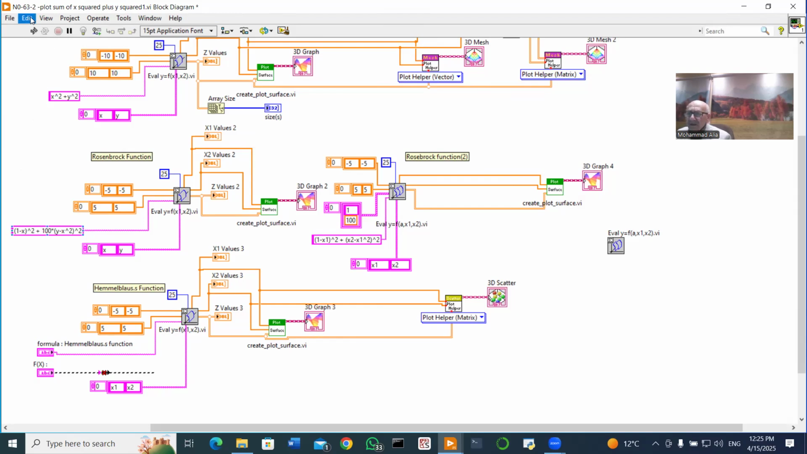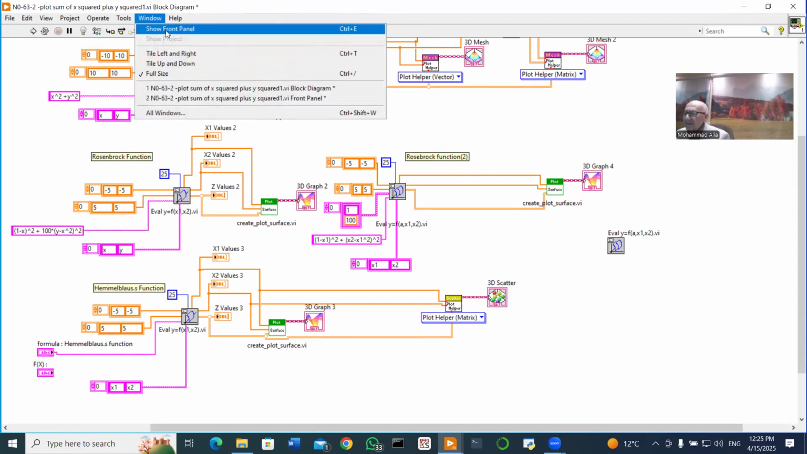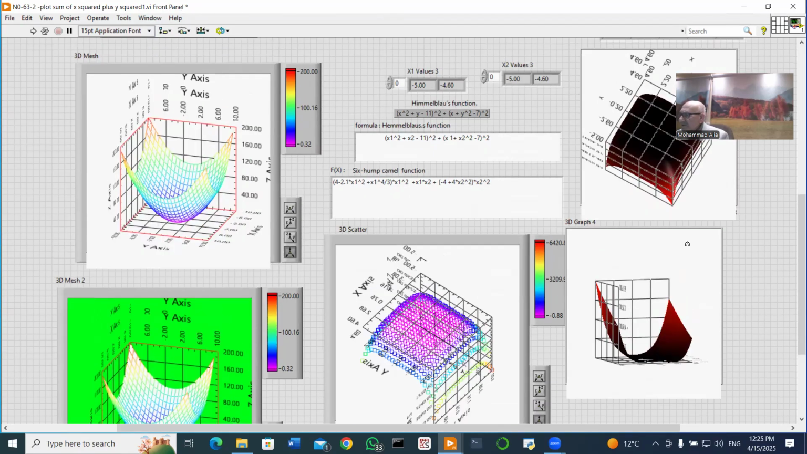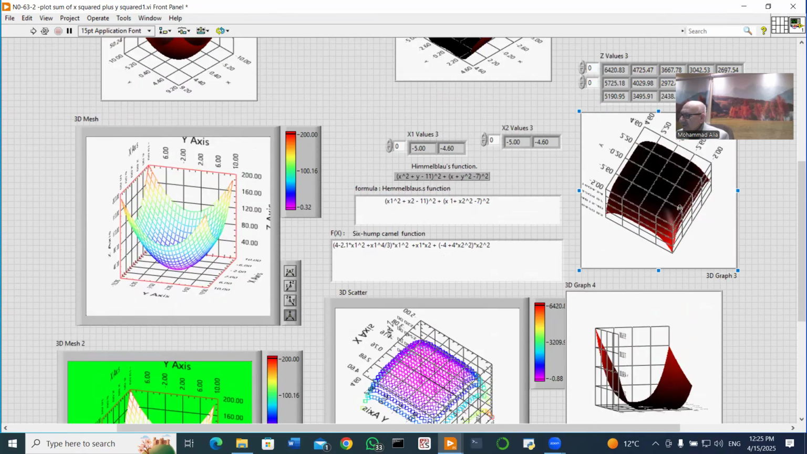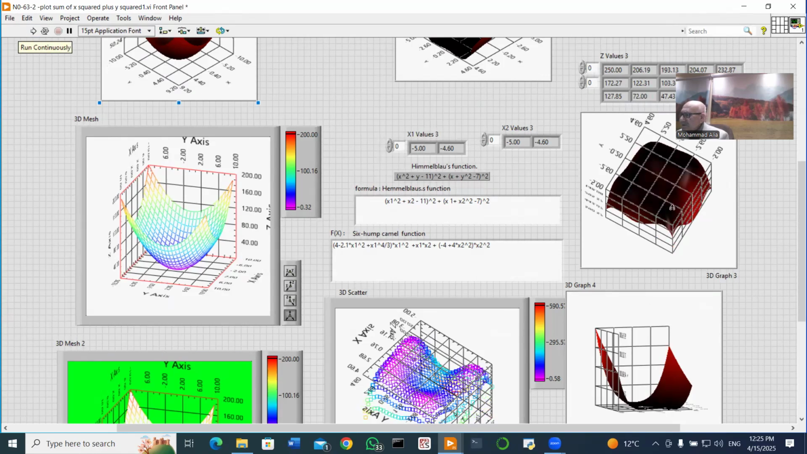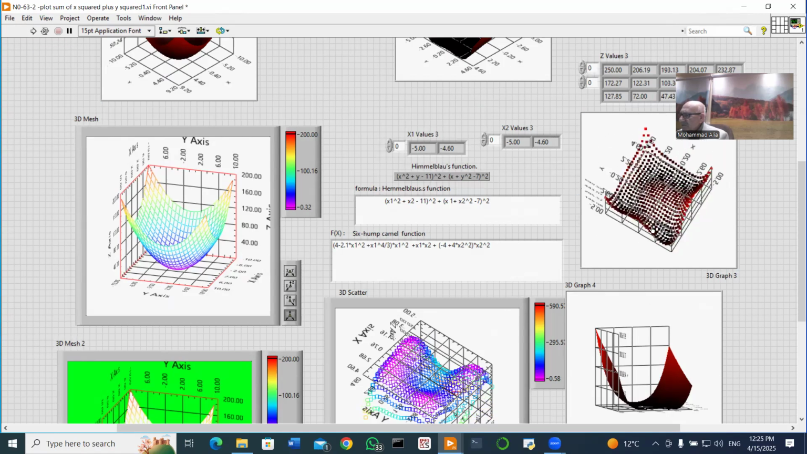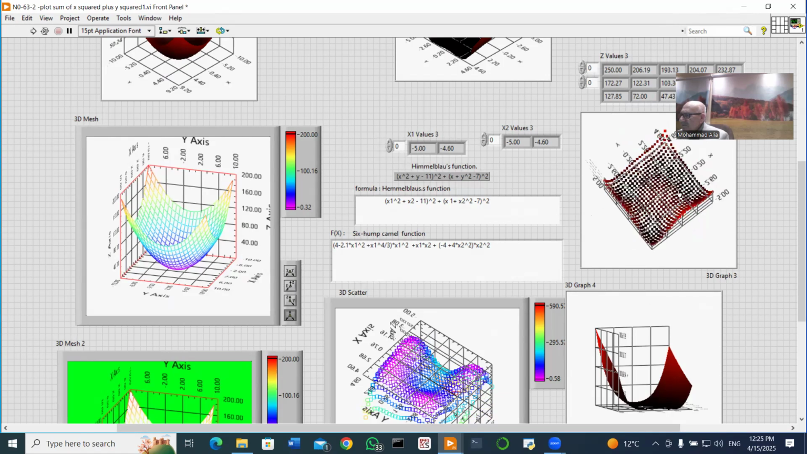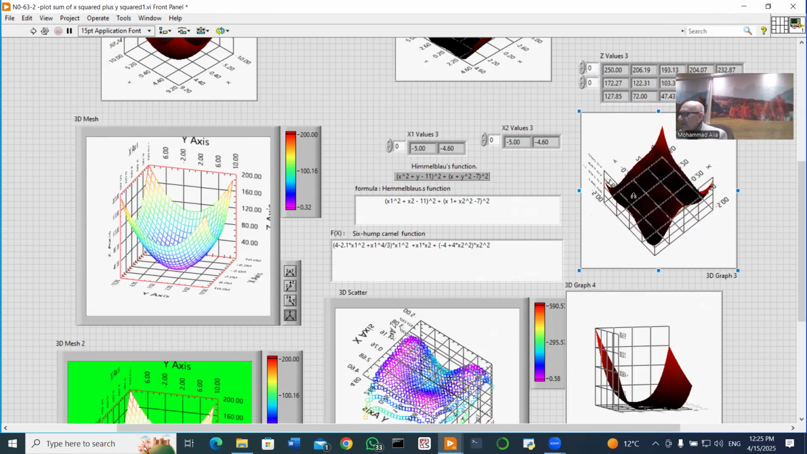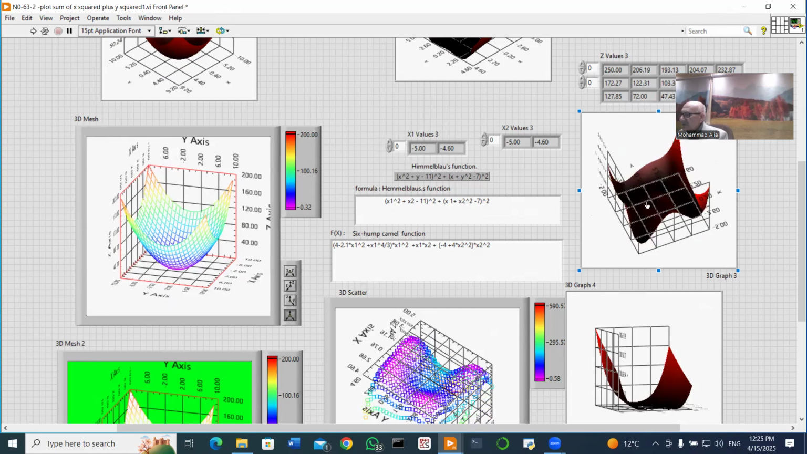I remove the broken wires. So now at the output, instead of this figure, I shall get another figure. If I run it, it is this type, as you see. This is another function which represents our case, the Himmelblau function.